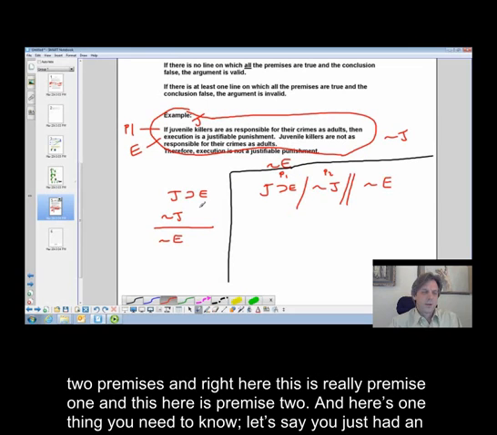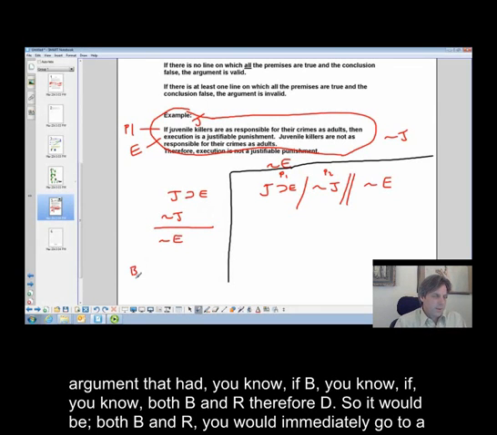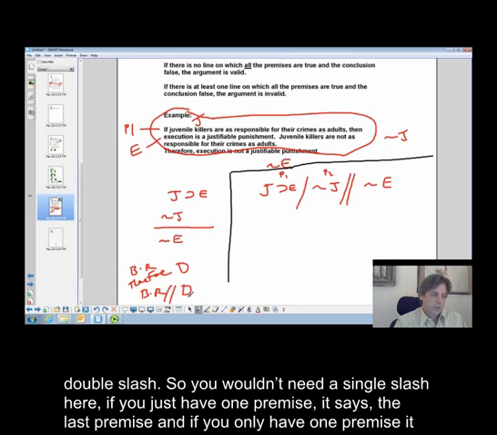All right, and here's one thing you need to know. Let's say you just had an argument that had, if B, both B and R, therefore D. Okay, so if it would be both B and R, you would immediately go to a double slash. So you wouldn't need a single slash here.